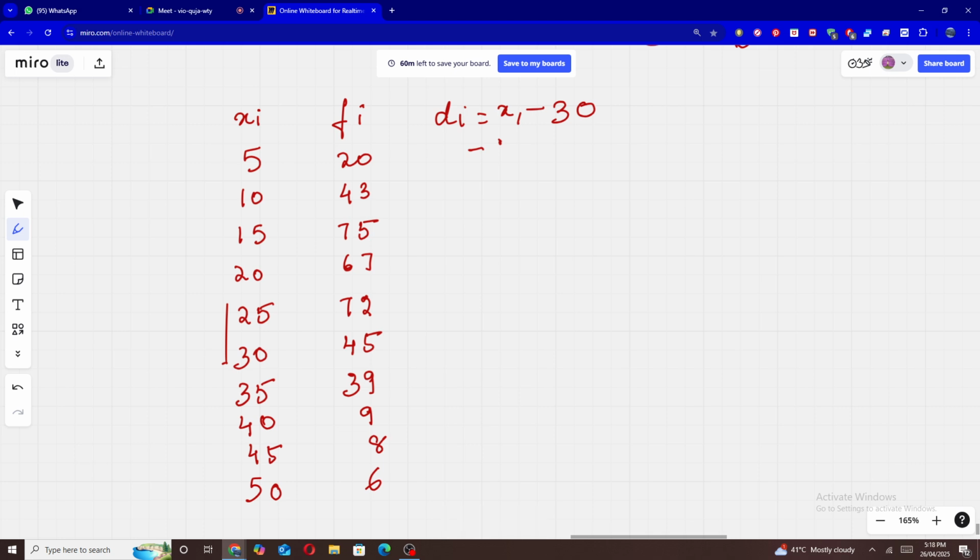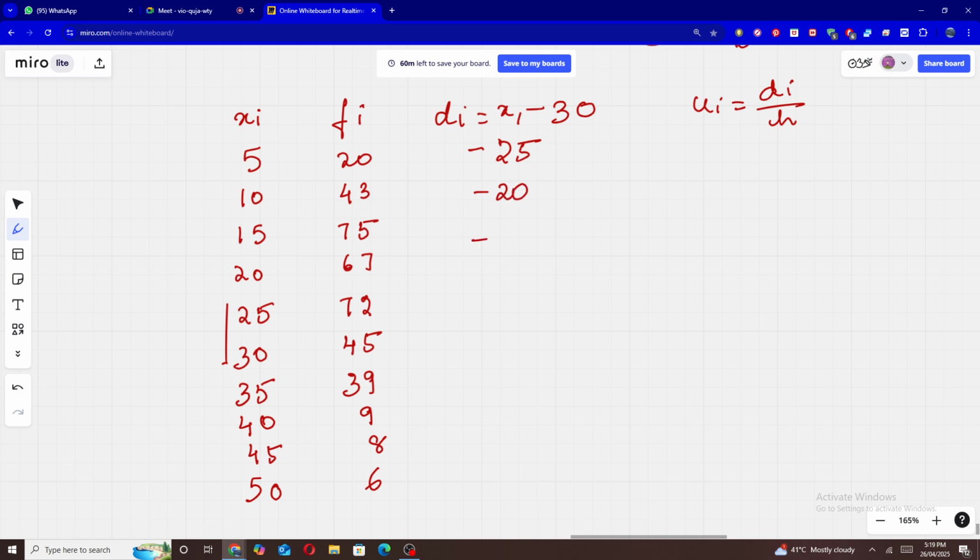Wow, FiUi. What's Ui again? Ui is di by h, minus 5 something? di by h. 43 into minus 20. Wow. How do you find that again?